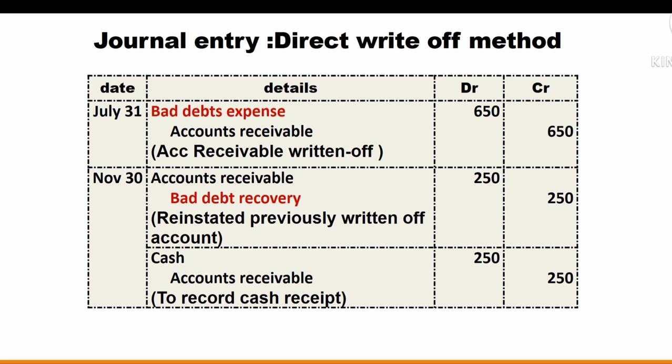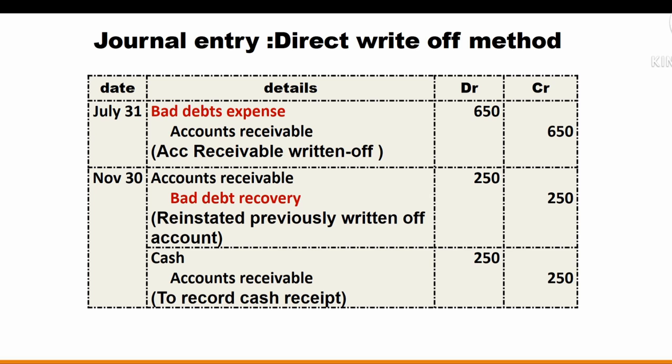So the 30th of November, we have to record bad debt recovery. The first step, we must debit account receivable because we want to reopen or reinstate the previously written off account. So credit bad debt recovery. And we know bad debt recovery is categorized as revenue in the statement of income. And the second step, debit cash and credit account receivable. We debit cash because the company received cash from the customer.